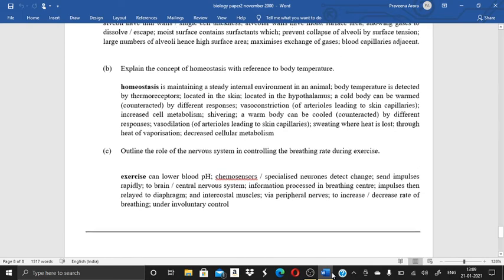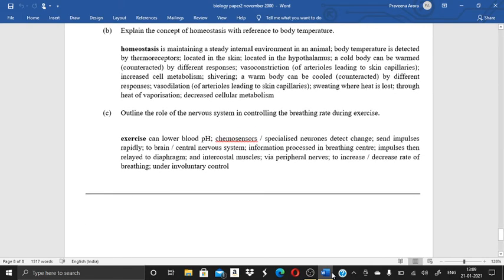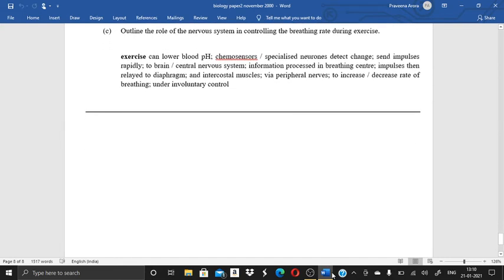Fine. Then in the next part, it's explain the concept of homeostasis with reference to body temperature. So over here, I have given you the detail about homeostasis. Then, outline the role of the nervous system in controlling the breathing rate during exercise. So I have given you the answer for this.